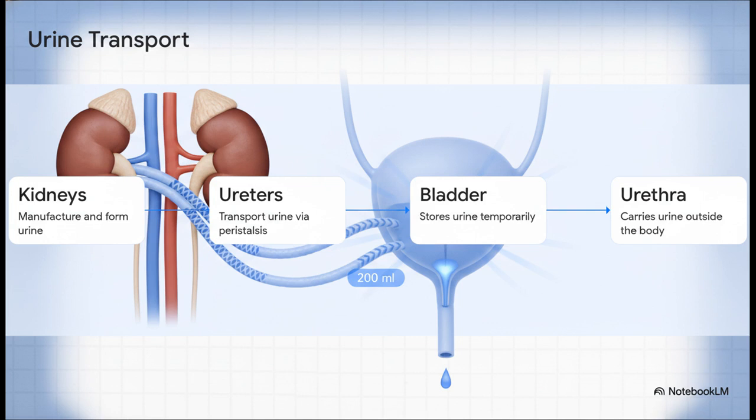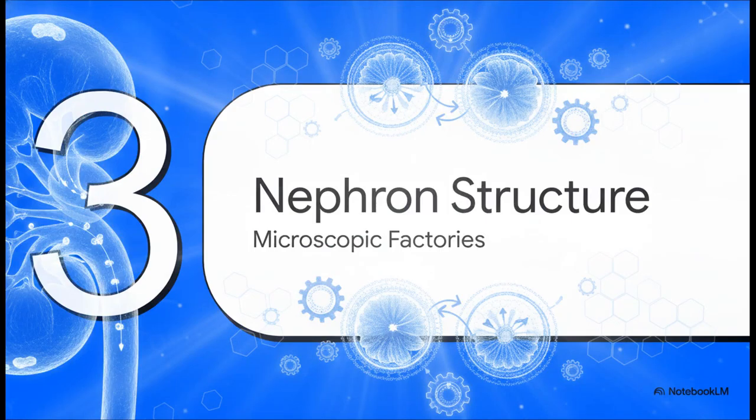And here's a fun fact. When the bladder fills up with about 200 milliliters of fluid, these little stretch receptors in the bladder wall fire off signals straight to your spinal cord. That's what gives you that sudden, unmistakable, I really need a restroom right now feeling. Finally, the urethra carries the urine out of the body. All right, let's shift gears from the macro view and zoom way in for Section 3, Structure of the Nephron.